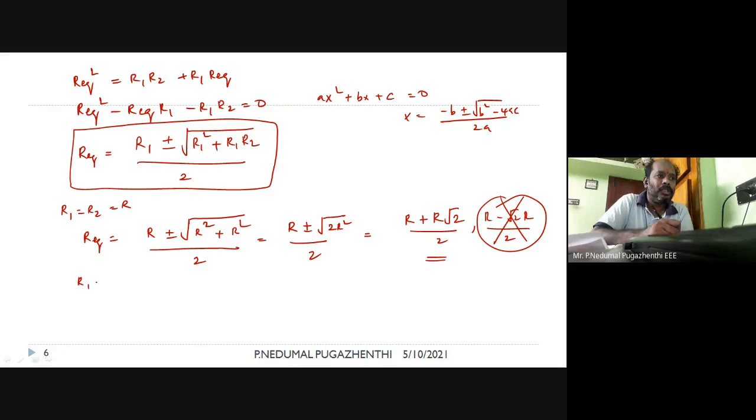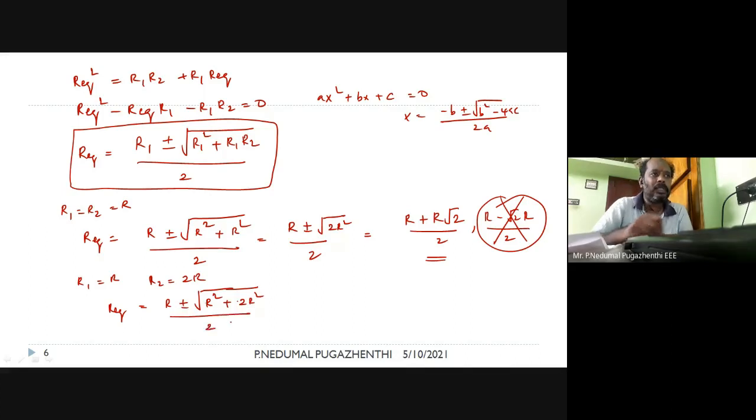If R1 is equal to R and R2 is equal to 2R, then you have a different value. Yes or no? If you substitute that, what will you get? R equivalent is R plus or minus square root of R squared plus 2R squared, divided by 2. Is it right or not?